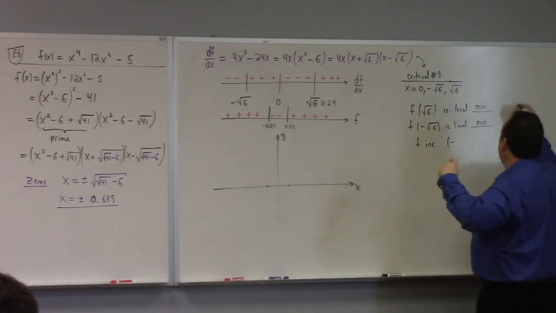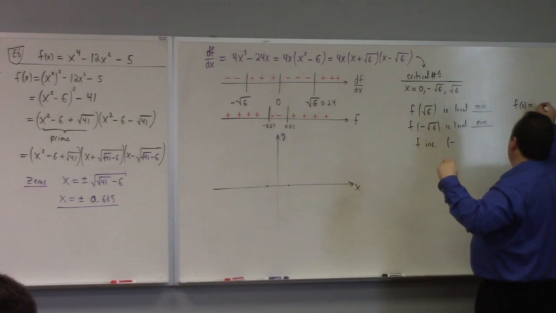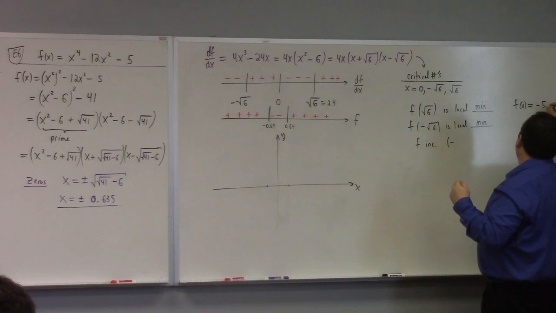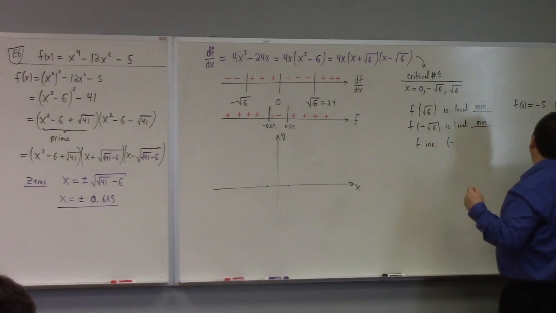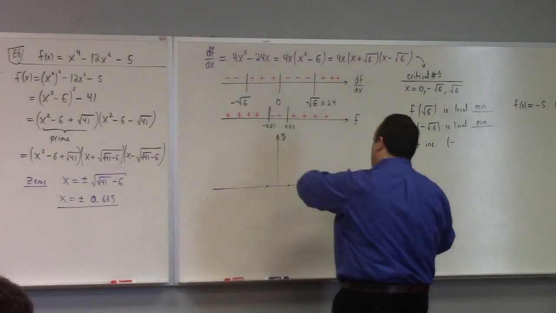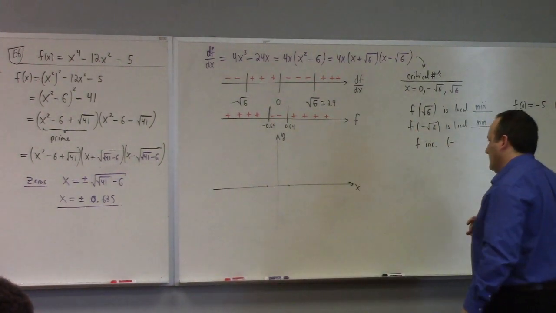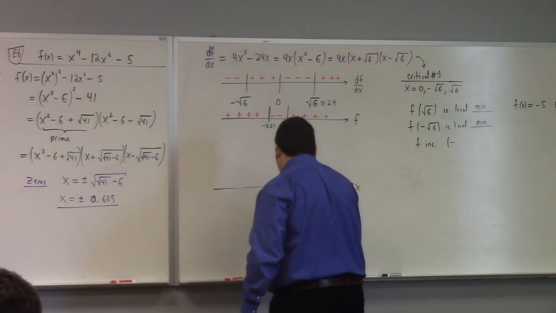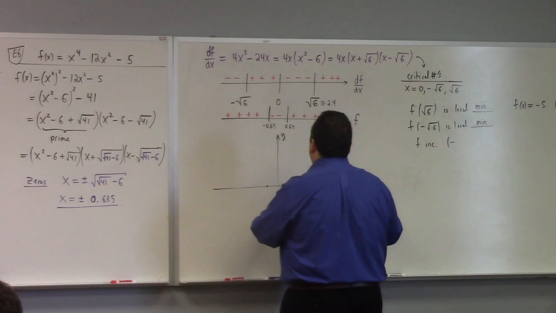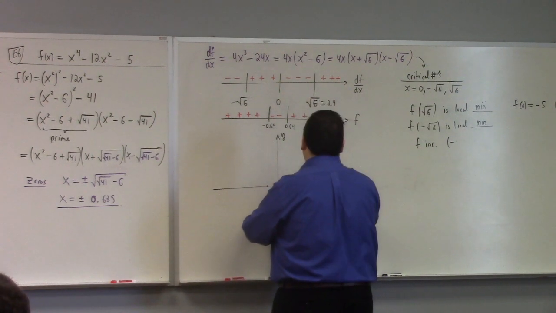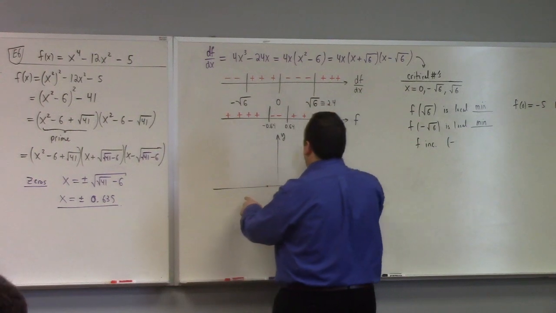On the other hand, f of 0 is a what? Yeah, minus 5 local maximum. Because there you've got increasing and then decreasing. So I won't draw this to scale or anything, but this is a local max. So we've got local mins here and here.